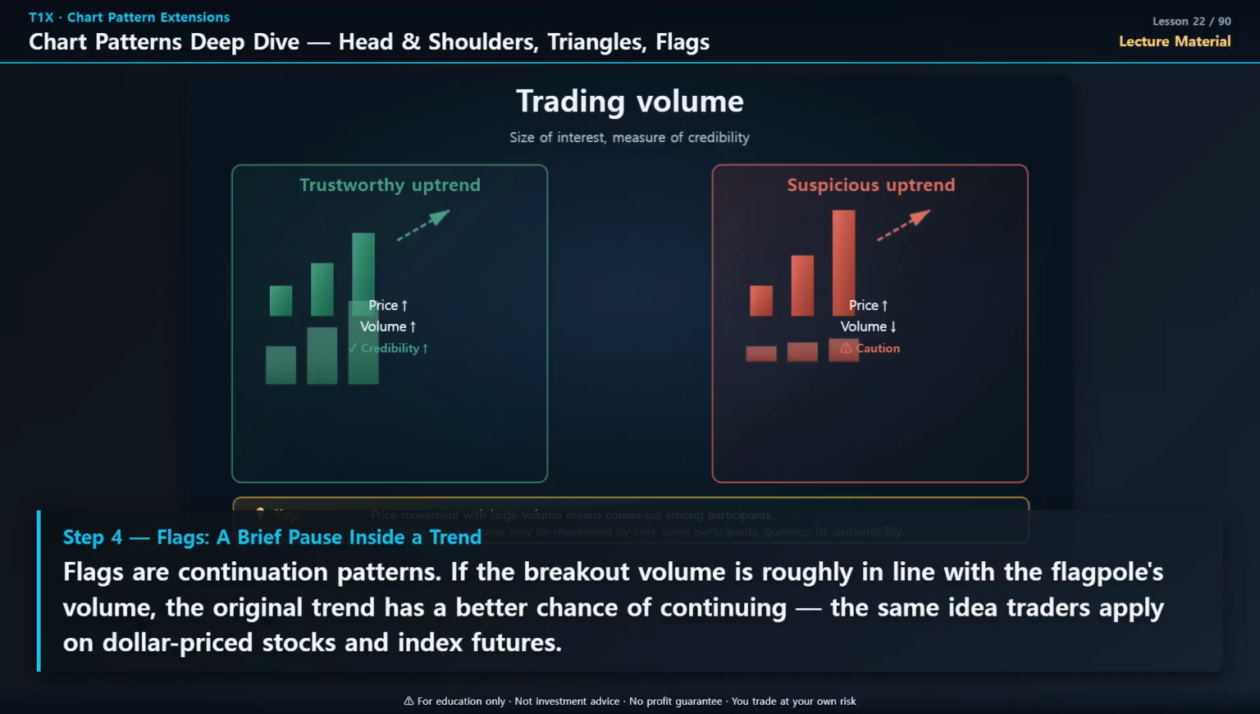Flags are continuation patterns. If the breakout volume is roughly in line with a flagpole's volume, the original trend has a better chance of continuing. The same idea traders apply on dollar price stocks and index futures.